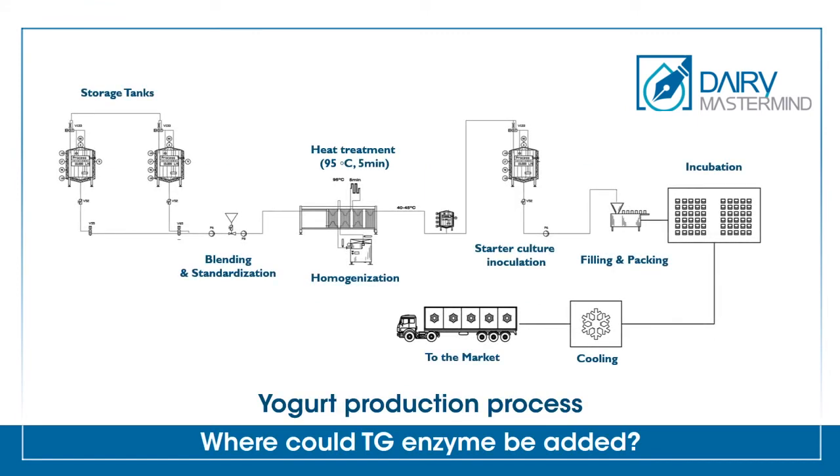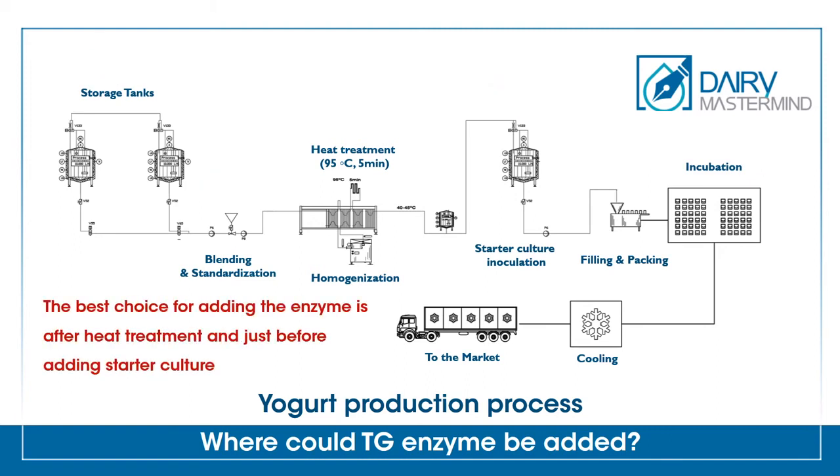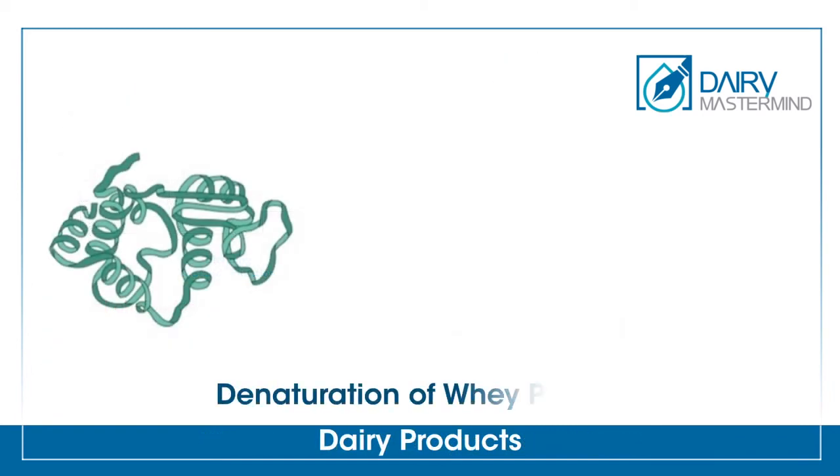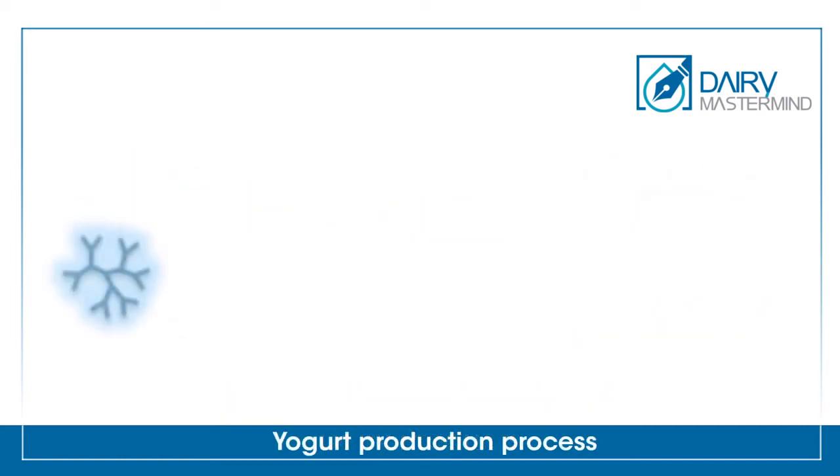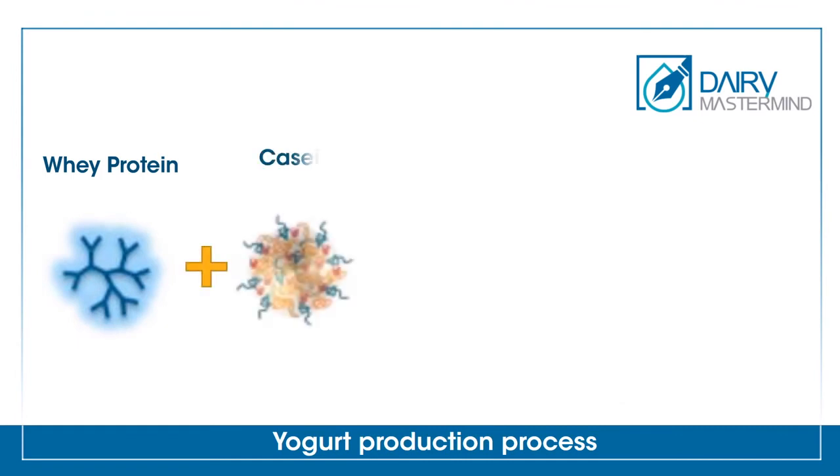Depending on the process and production equipment, TG enzyme can be added in raw milk, in the mixing stage, or after heat treatment, just before adding starter culture, in inoculation tanks. All research and experiences have shown that adding TG enzyme after the heat treatment and just before adding starter culture in inoculation tanks gives the best result, because at this stage whey proteins are denatured, unfolded and more accessible for TG. So they can react with the enzyme, therefore a better texture is obtained.